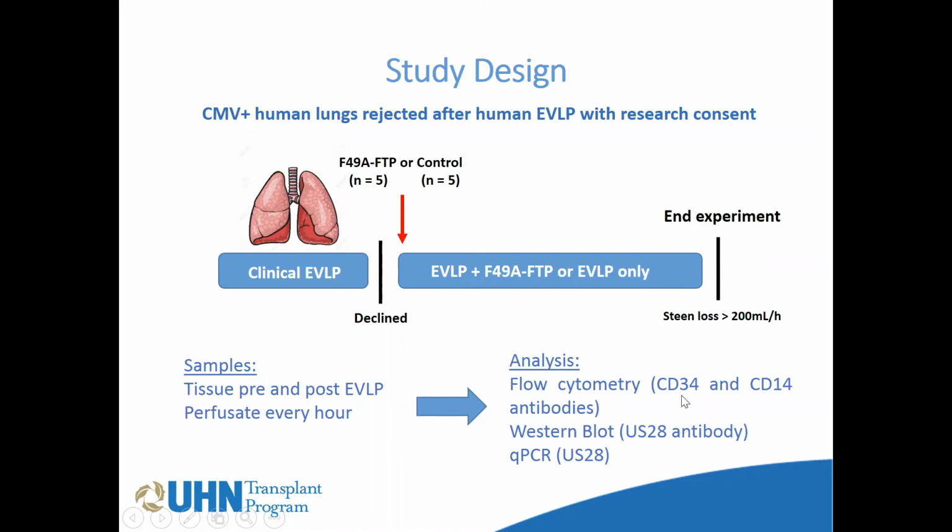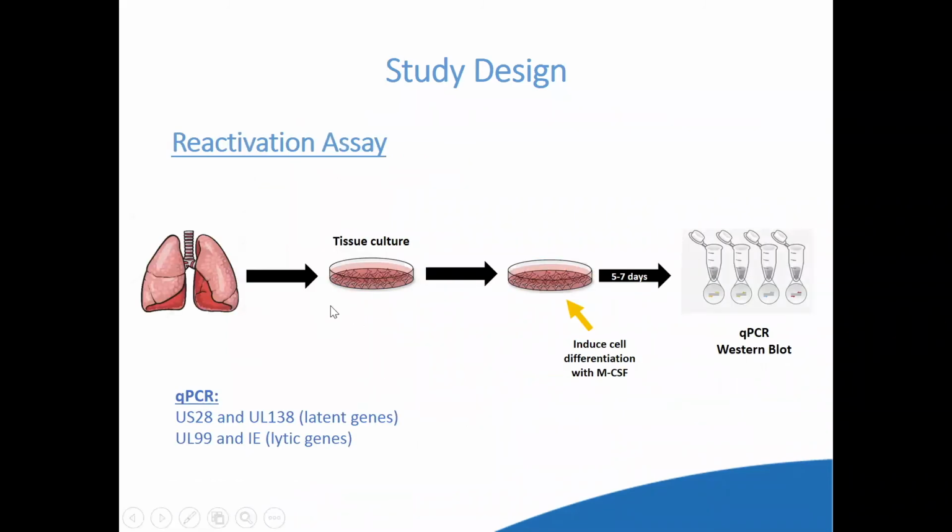And we do flow cytometry for CD34, which marks the progenitor cells that harbor CMV, and CD14, a monocyte marker, which is a common cell type that has latent CMV. And then we do PCR and Western blot for US28, which is the viral protein target for this fusion toxin protein. And then after the ex vivo, we do a tissue culture. We take the tissue, put it in culture, add some cytokines, and also induce cell differentiation with MCSF. The idea is we're trying to promote reactivation of CMV, and then we measure CMV by qPCR and Western blot. If the toxin is working, CMV shouldn't reactivate, but in the controls, CMV should reactivate.